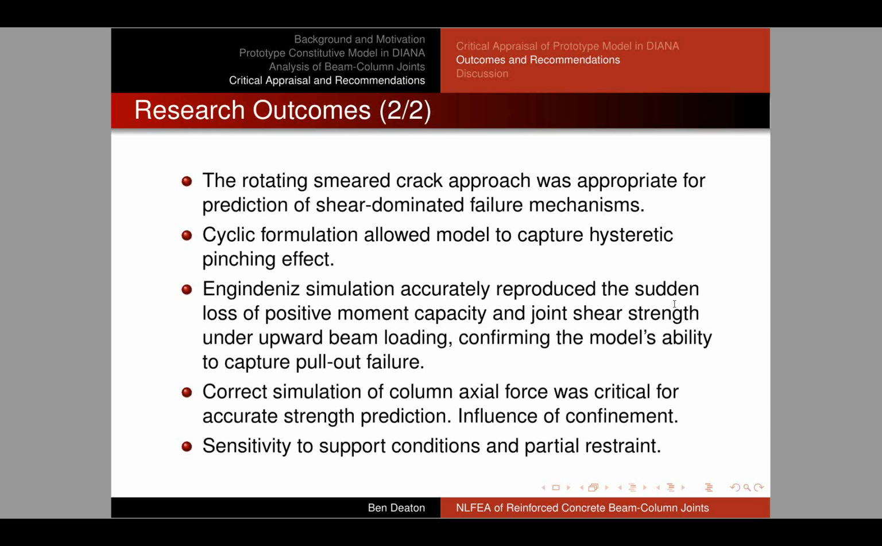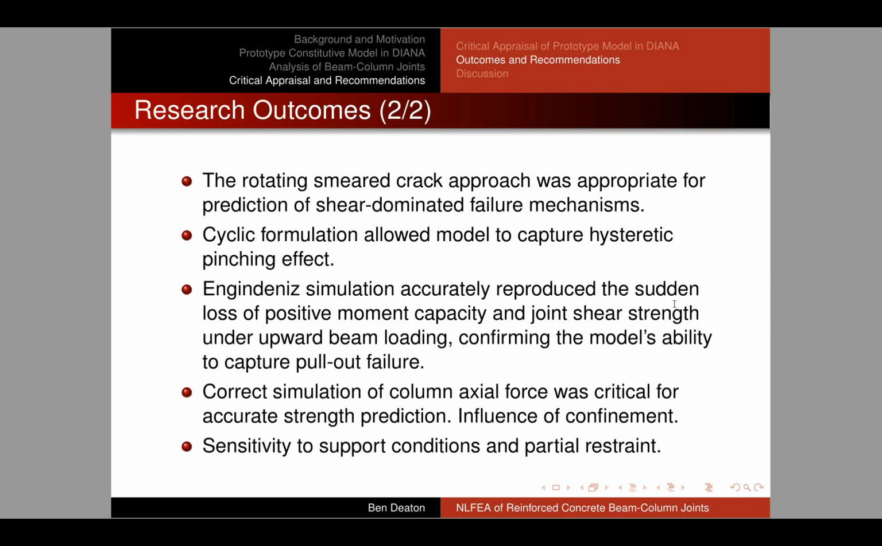So the final specimen that I looked at, the Ngandena's simulation, accurately produced the sudden loss of positive moment capacity and joint shear strength under upward beam loading, which confirmed the model's ability to capture pull-out failure. Again, this was a very key finding that opens up a lot of doors for simulating non-seismically detailed situations like this. So if we can capture the pull-out failure, then we can have confidence that we're really analyzing a real beam column joint, because this is a very common failure mechanism and what we typically see in that type of simulation. And then a couple other tips.